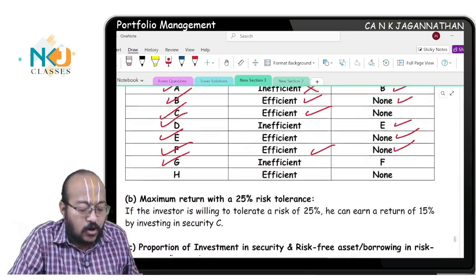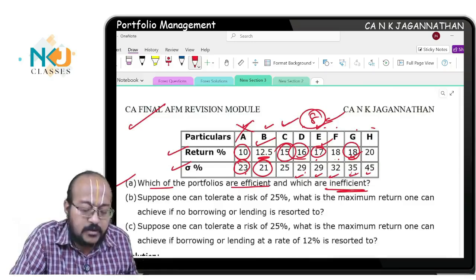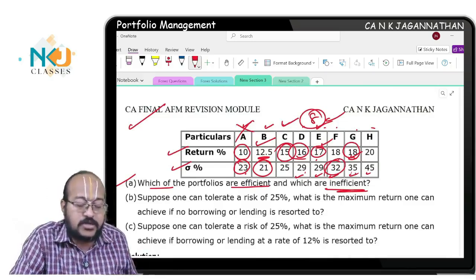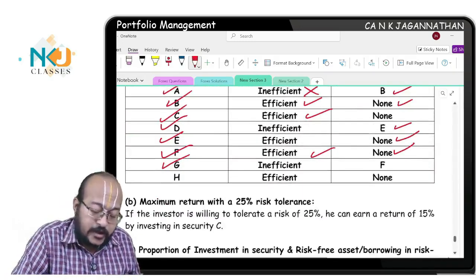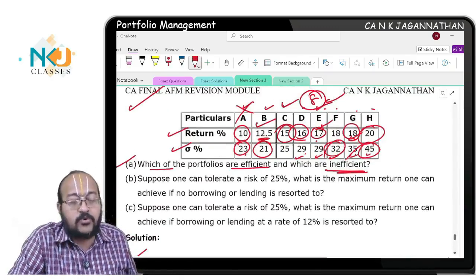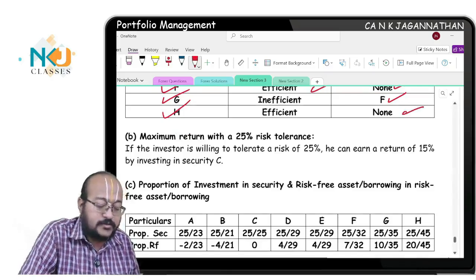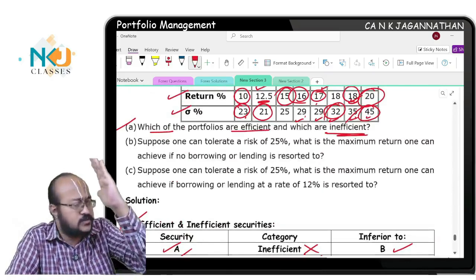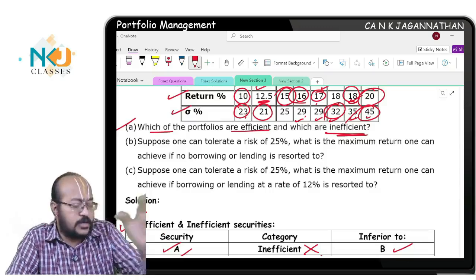Take G. What happens with regards to G? It is offering 18% return for 35%. F is offering 18% return for a lower risk, 32% risk. So G becomes inefficient to F, correct? Next, take security H. H is offering more return for more risk, and of course it is efficient. Are you understanding? So all these data given. First part of the question asked about efficiency frontier, which is efficient portfolio. Markowitz portfolio theory they are testing.